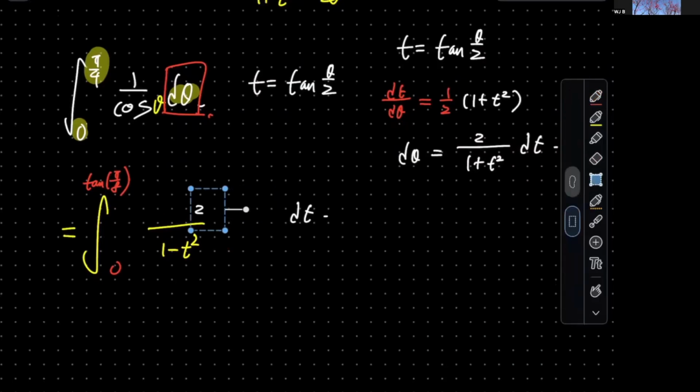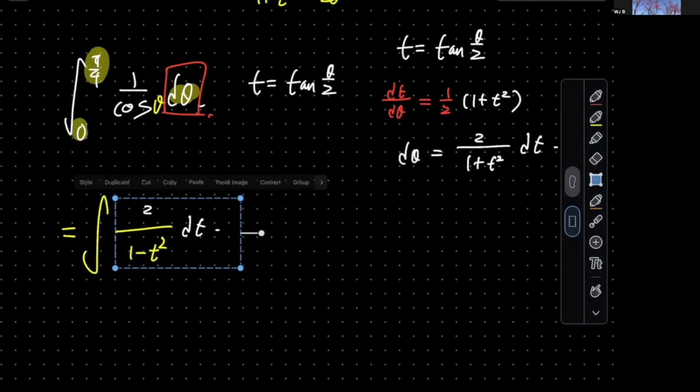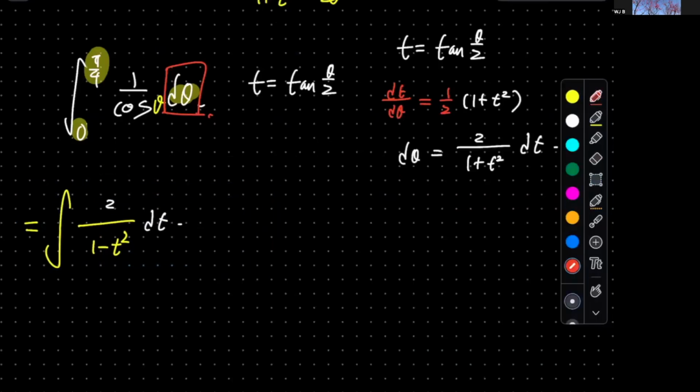So now I have 2 over 1 plus t squared. Let's actually try to focus on the indefinite integral because it's more challenging, and I want to bring it back in terms of x. I will evaluate the limits, don't worry, but let's start with the indefinite integral first. So from here, how would you guys continue evaluating this integral? Because I haven't integrated yet. I just keep changing the form, but now what do I do?